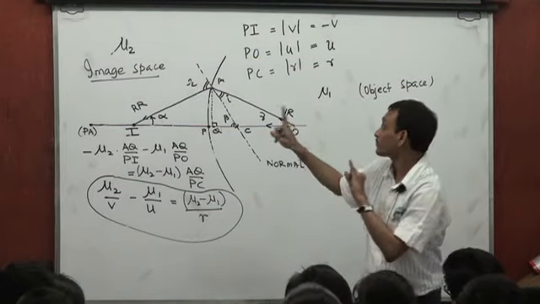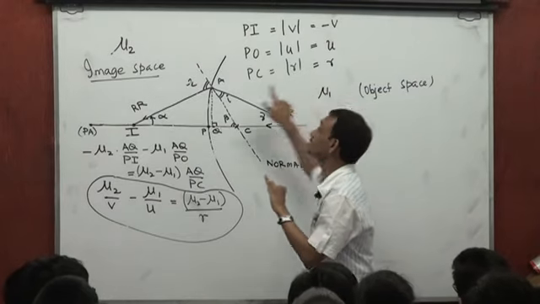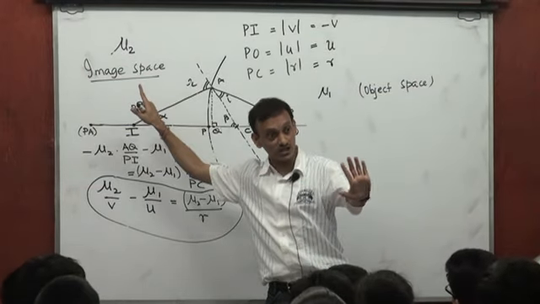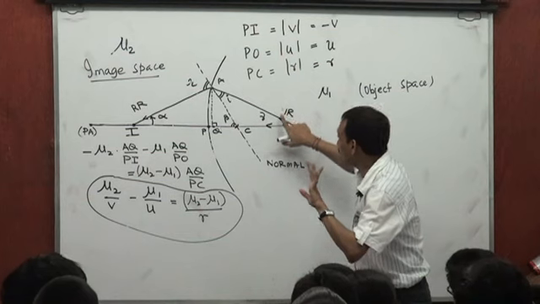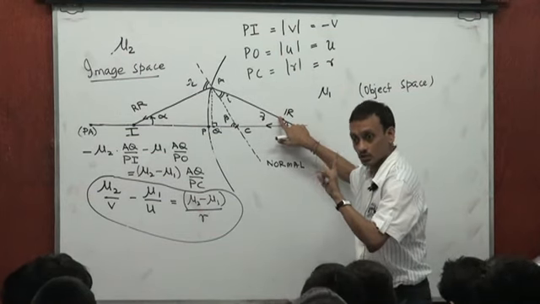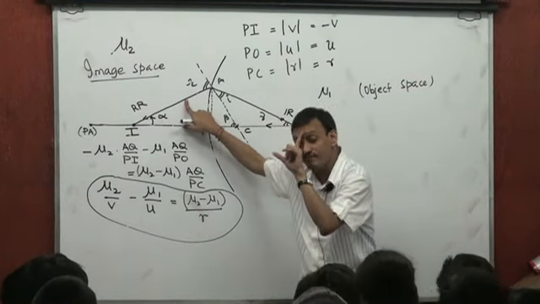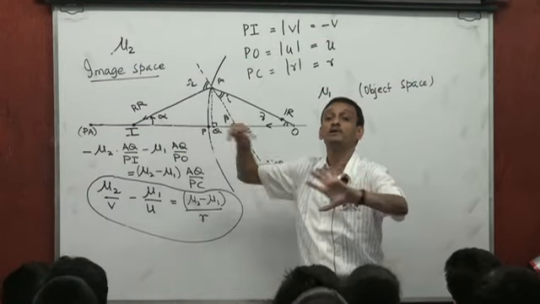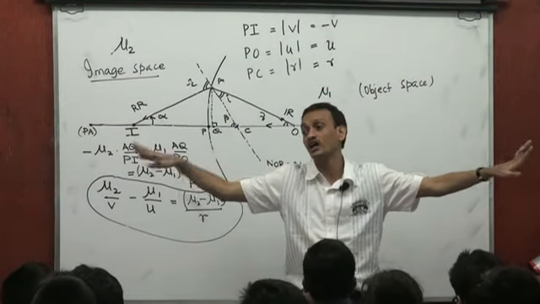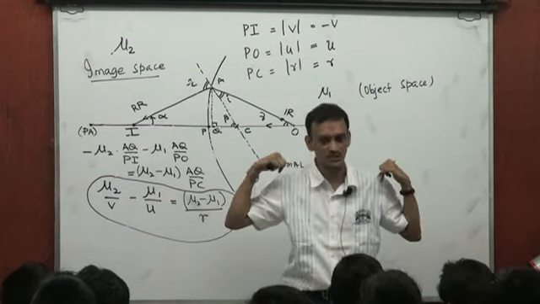That's why it's misleading to call this the object space, misleading to call this the image space, but that's the name given to it. It's only because the incident ray lies here, it's called the object space. Only because the refracted ray lies here, it's called the image space. But it has nothing to do with where the object lies, where the image lies. I'll demonstrate in some time.